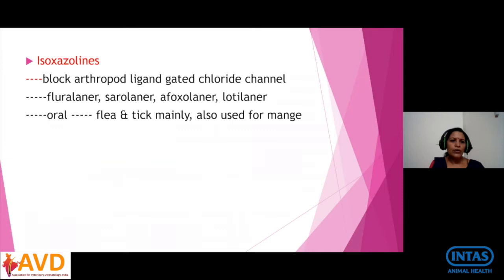Isoxazolines are a newer drug class that block the arthropod ligand-gated chloride channels. Their action is like fipronil, a GABA antagonist action. That includes fluralaner, sarolaner, afoxolaner, and lotilaner. These are the four drugs under the isoxazolines. They are given orally and are mainly effective for flea and tick, but also effective for mange.